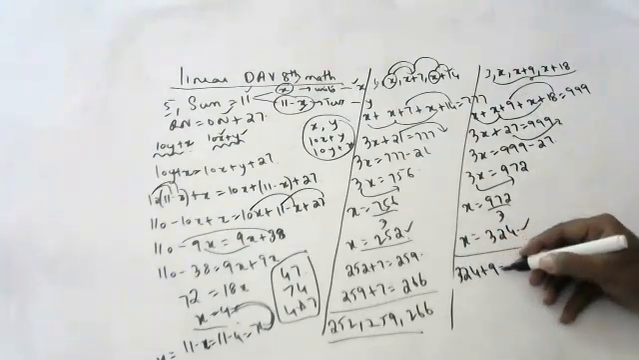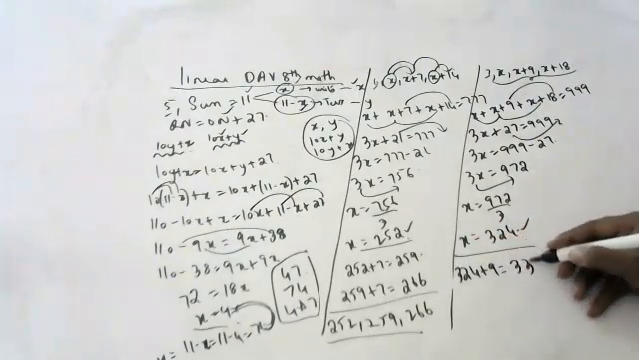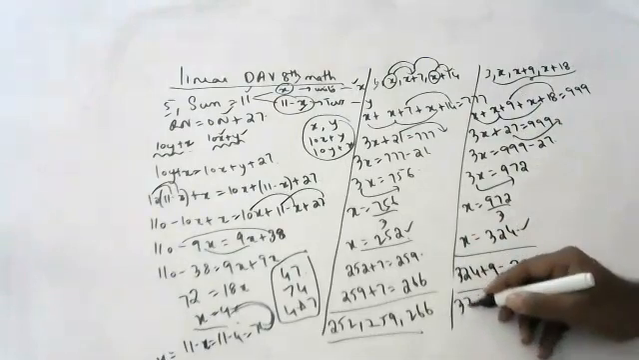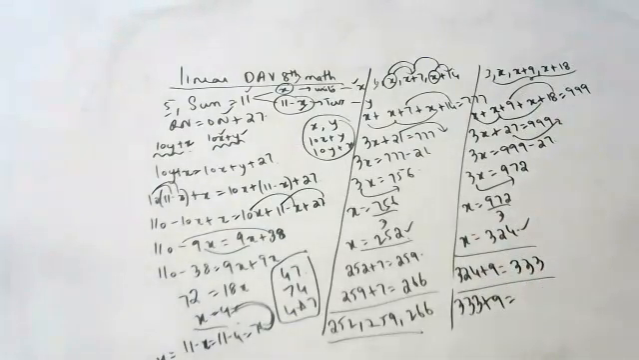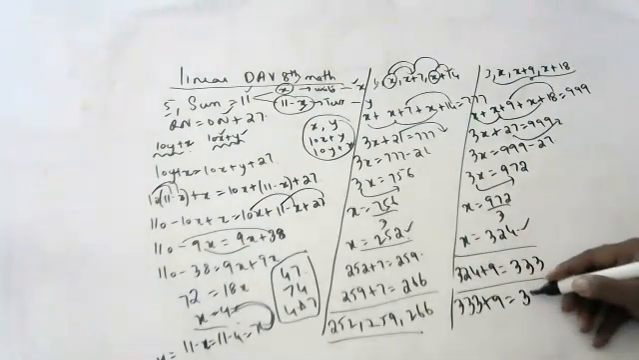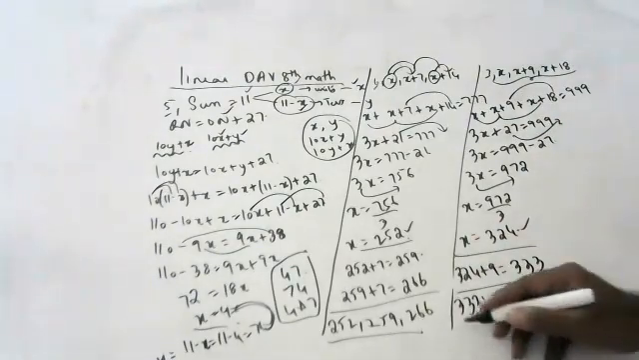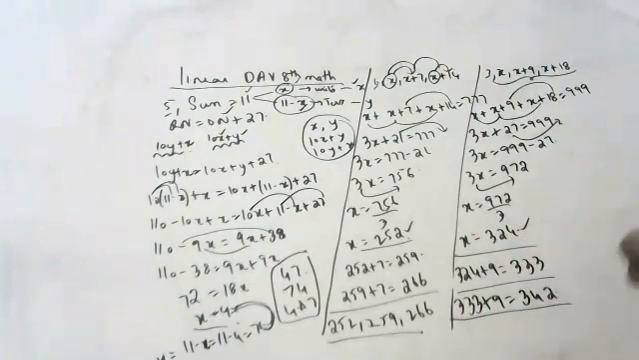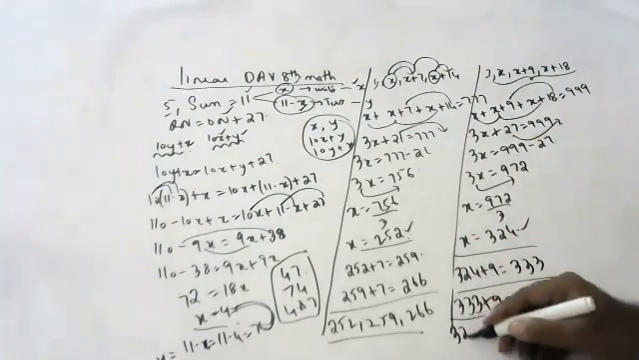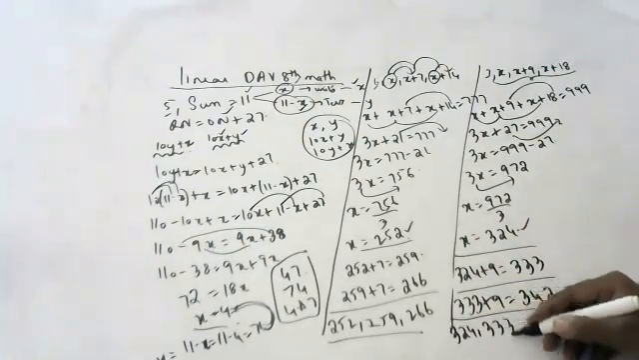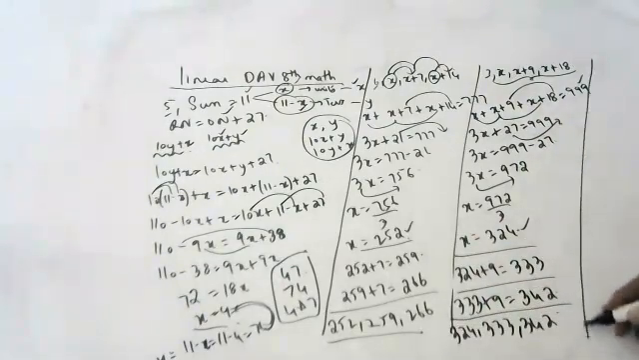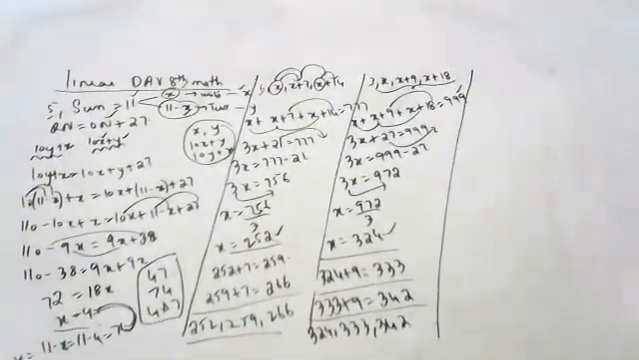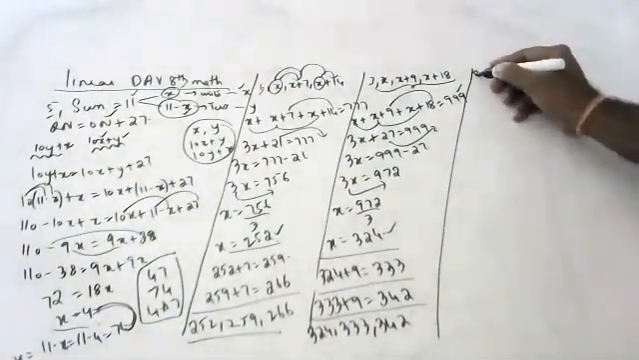324 plus 9. How much? 333. What is the next number? 333 plus 9. 342. So what are the three consecutive multiples of 9? 324, 333 and 342, whose sum is 999. Okay, next sum, children.